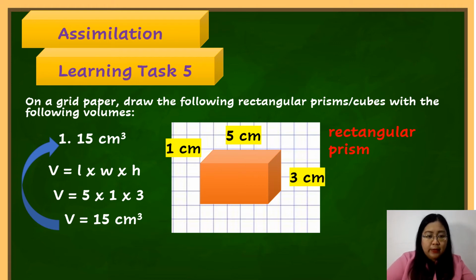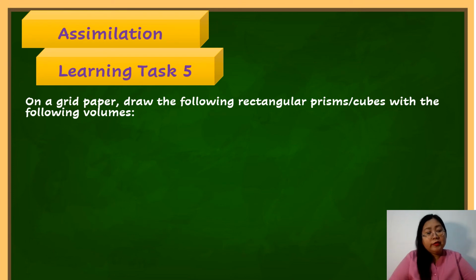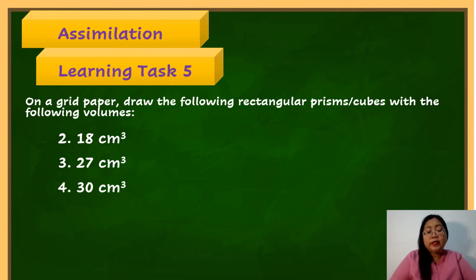On a grid paper, answer number 2, 18 cubic centimeter, number 3, 27 cubic centimeter, number 4, 30 cubic centimeter, and number 5, 64 cubic centimeter.